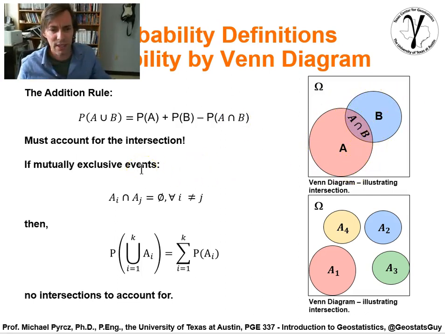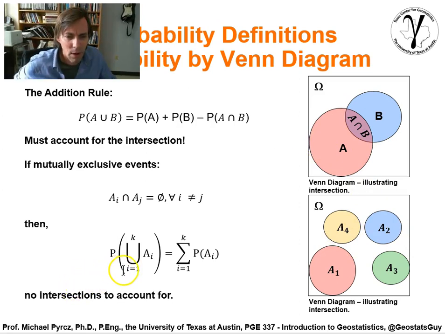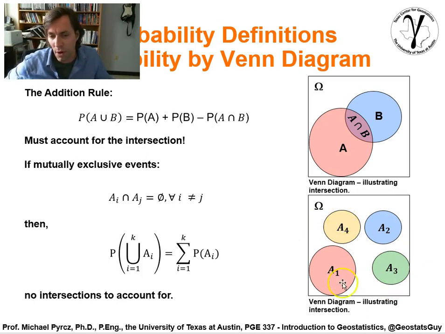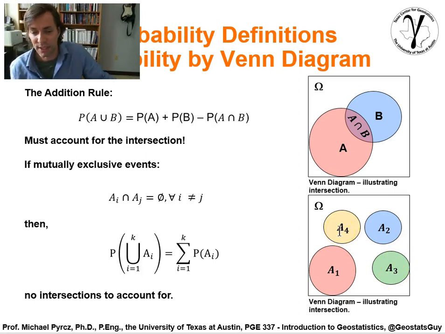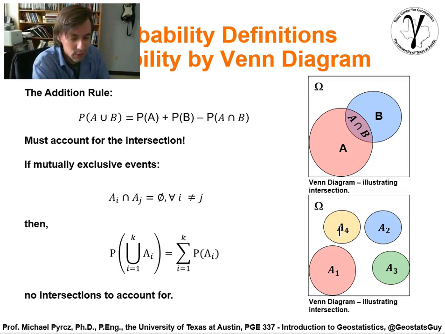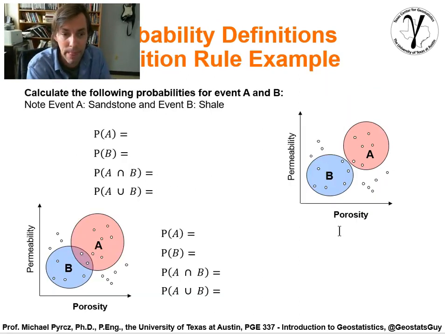Now, if you have mutually exclusive events, like we've drawn down here, you don't have any intersection area. And so you can calculate the probability of the union of all of those events simply by taking the sum of all the probabilities. The probability of A1 plus the probability of A2 plus the probability of A3 plus the probability of A4 would be equal to the probability of the union of A1, A2, A3, and A4. There are no intersections to account for, so it's quite straightforward if they're mutually exclusive from each other.